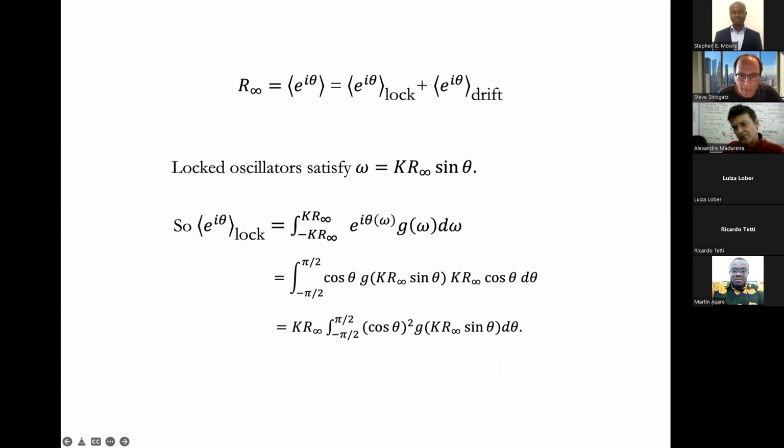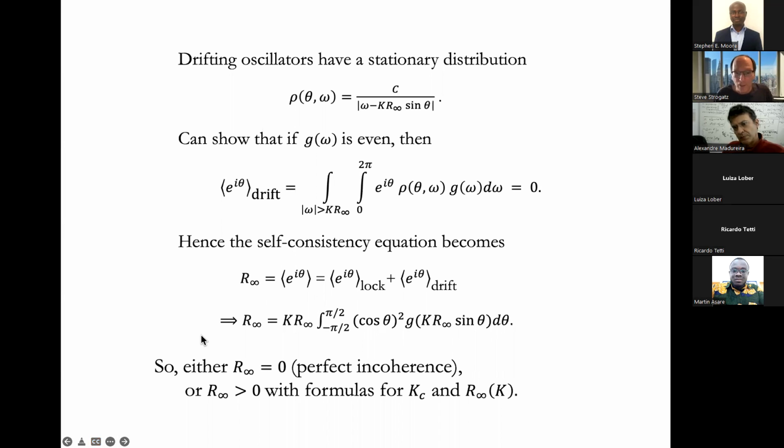Okay, then what about the drifting oscillators? And then I'm almost done. Amazingly, it turns out the drifting oscillators contribute nothing, 0. And here's how you can see it. He assumes that their density on the circle is inversely proportional to their velocity.